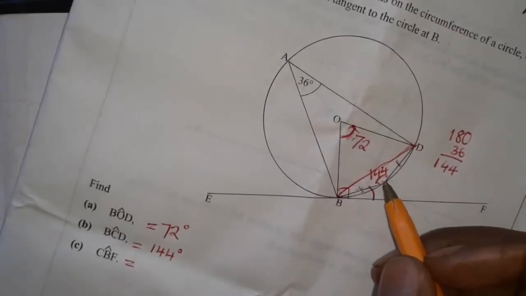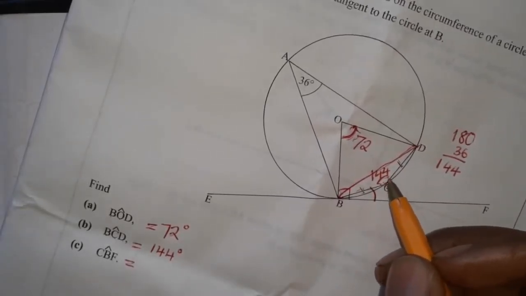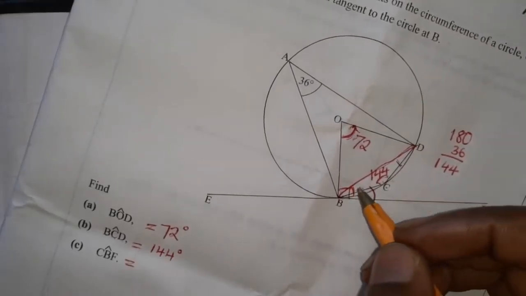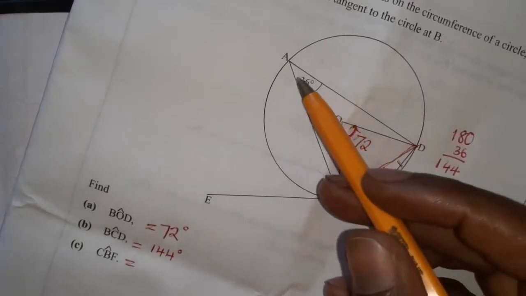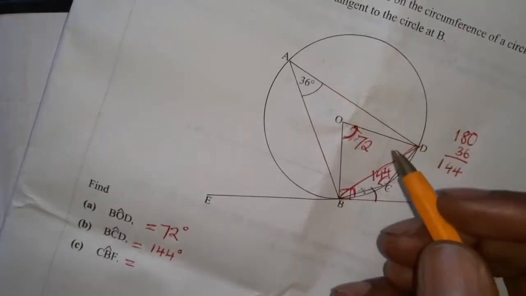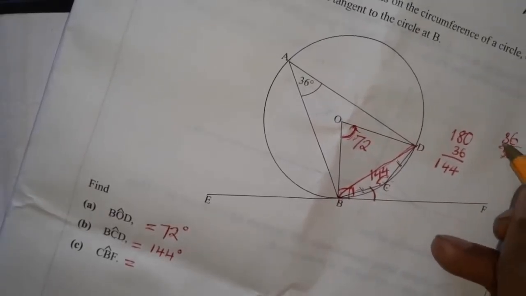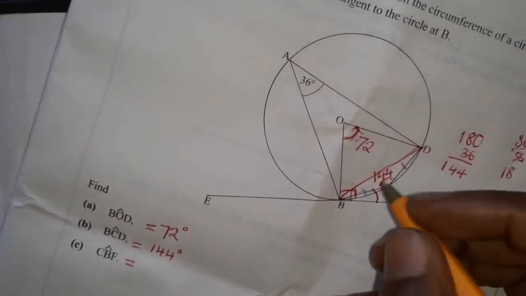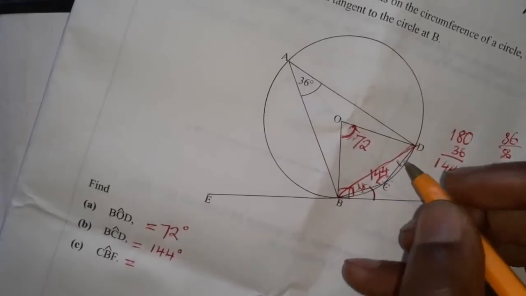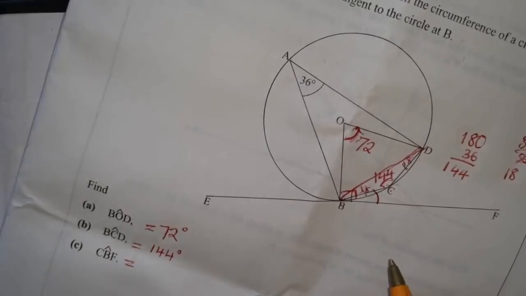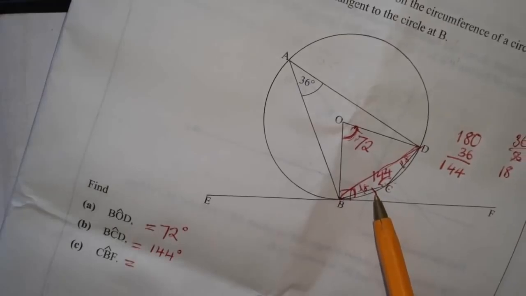And then this angle here is 144. So what are these small angles here? We know that they should be shared equally. So you divide 36 by 2. This is going to give us 18. So this is 18, and that angle there is also 18.